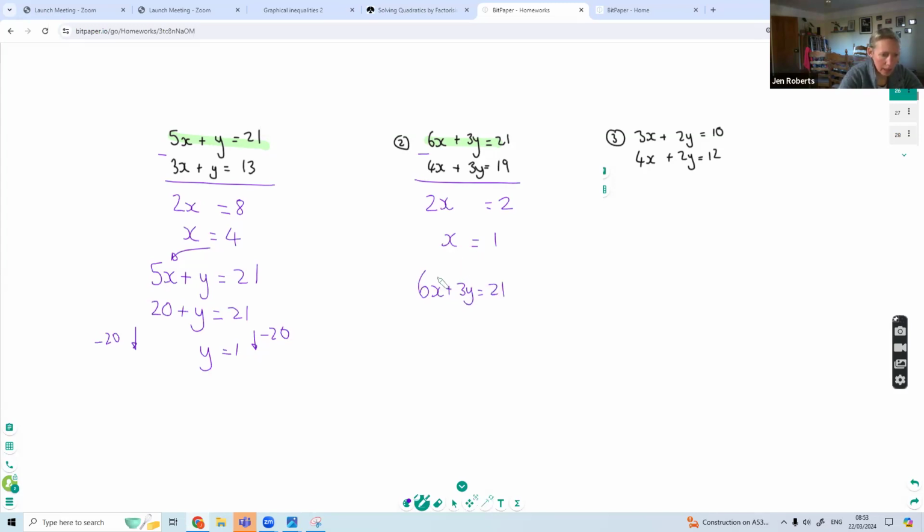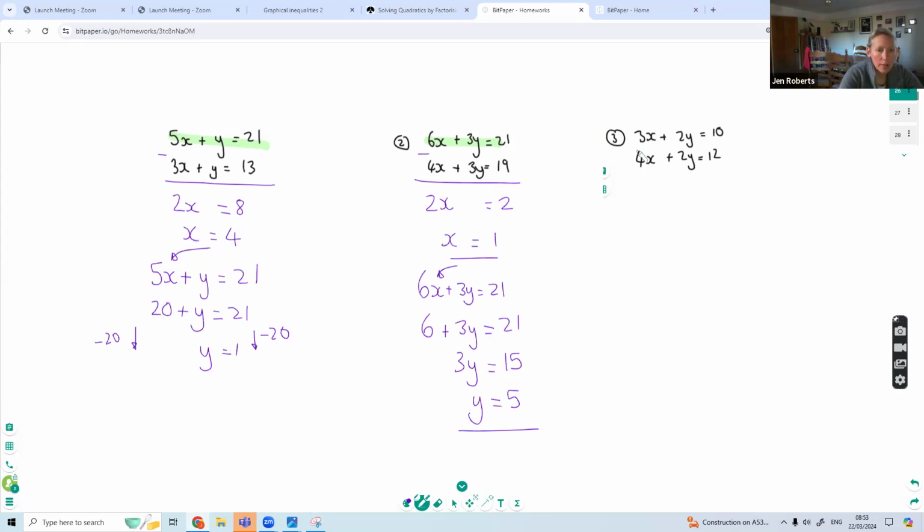If I substitute that into there, 6 times 1 is 6. 6 plus 3y equals 21. Take 6 off both sides. Take 6 off here, I'm left with 3y. Take 6 off here, we're left with 15. Divide both sides by 3, y is 5. So x is 1, y is 5.